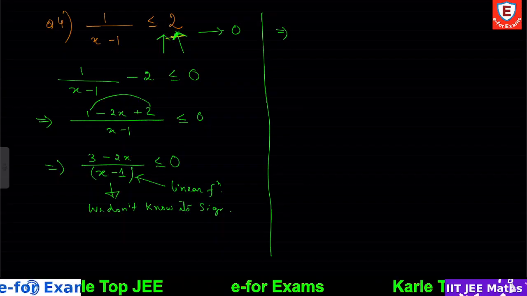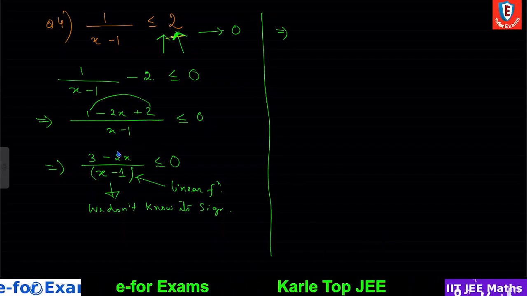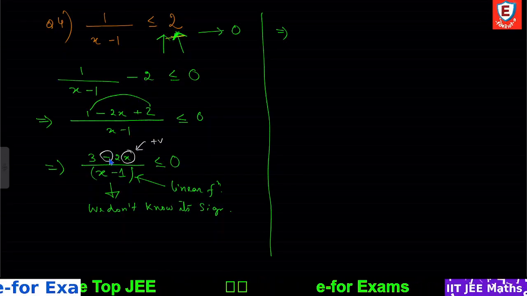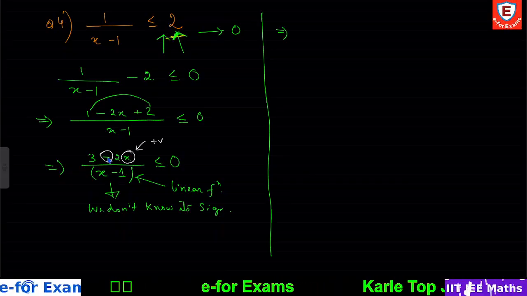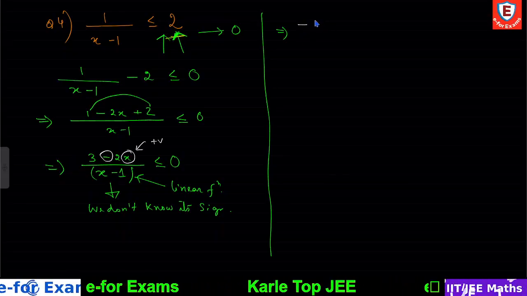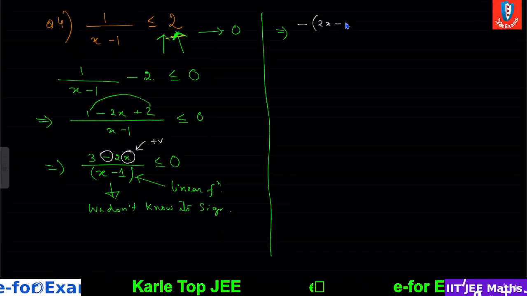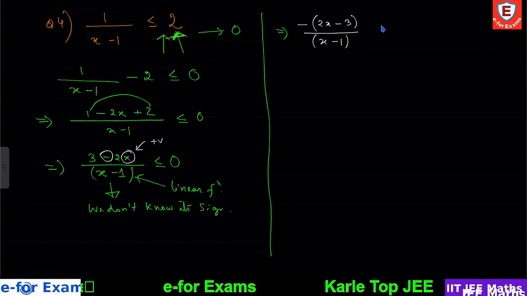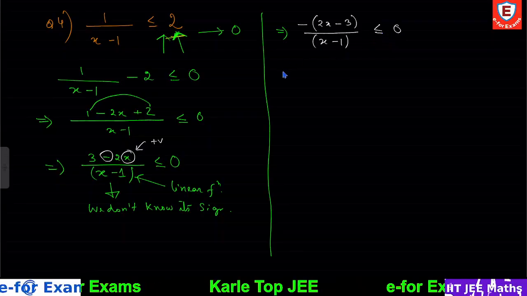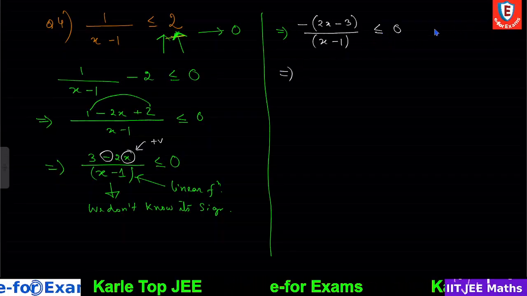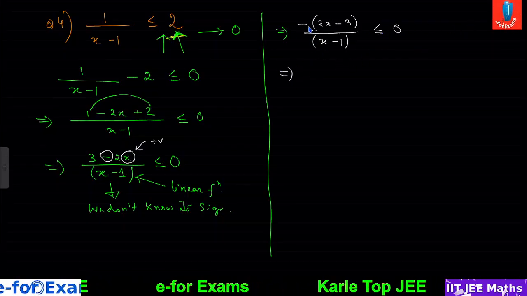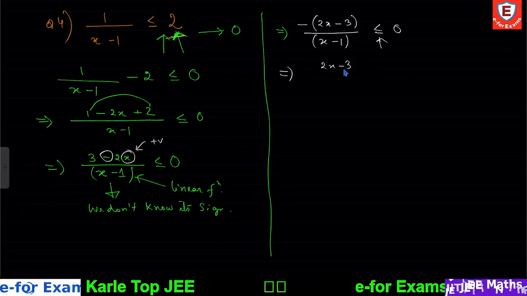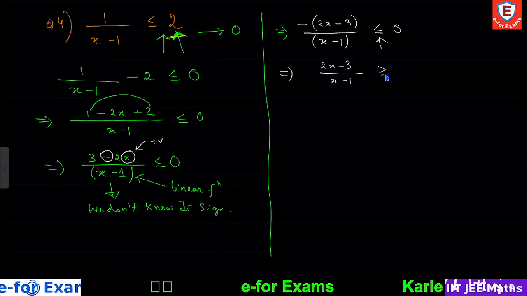See in the numerator: I told you to keep x always positive. Here it is negative, so we will try to remove this negative value. We can take the negative common. Then 2x minus 3 divided by x minus 1 is less than or equal to 0. Now we can multiply both sides by minus 1. When we multiply by a negative value, the inequality symbol changes, right? So 2x minus 3 divided by x minus 1 is greater than or equal to 0.